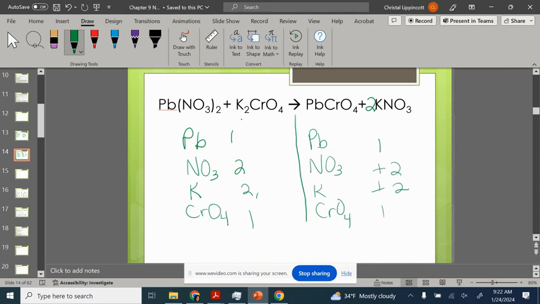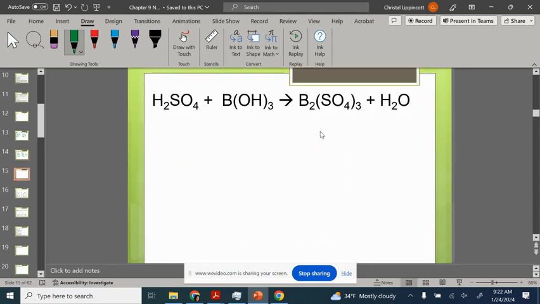All right, let's look at the next one here. I think this is the last one too. Yep. All right. So here I've got my H on this side. I have sulfate on this side, and it looks the same over here. So I'm going to keep that together. I have boron, and then I have OH here. I don't have OH here yet, but what can I do to get it? Right. I'm going to replace this with HOH. And now I have my OH.